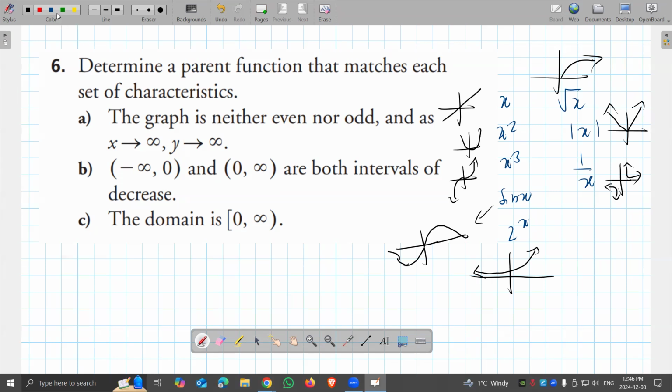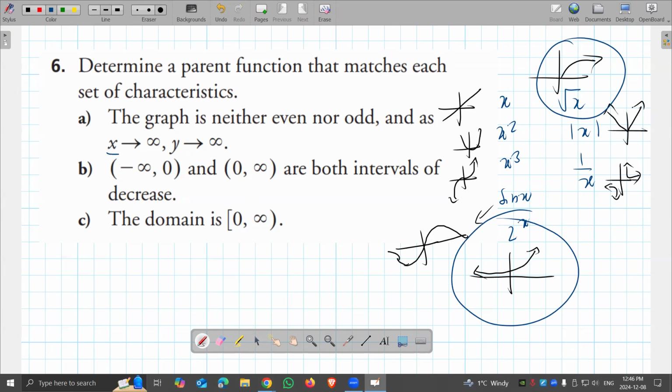So let's look at 2 power x. What's 2 power x? Odd or even? Or neither? It's neither. What about root x? It's also neither. So both of these satisfy the first condition.